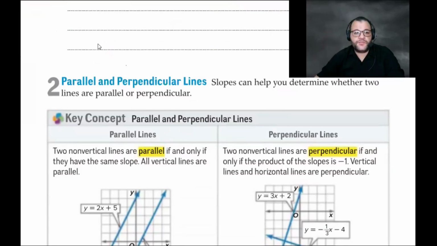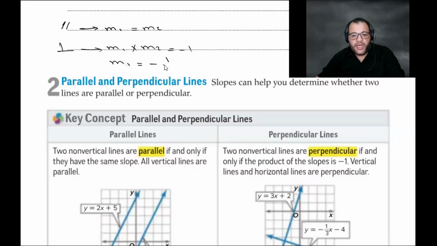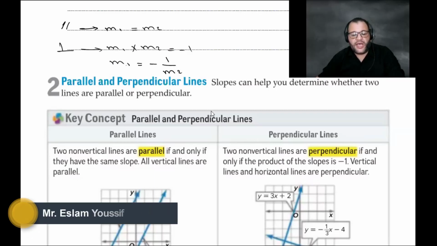Again, what is the relation between the two lines? If the two lines are parallel, it means the first slope equals the second slope. If the two lines are perpendicular, it means the product of the first slope and the second slope is equal to -1. So if you need to find one of the slopes, change the sign and take the reciprocal of the other one.